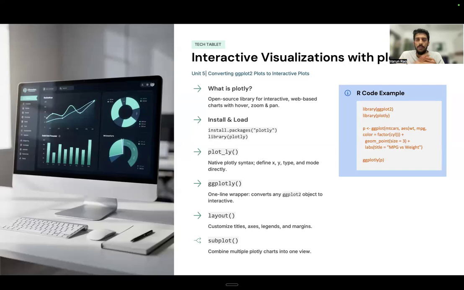So then you have Plotly. Now, what is Plotly? Plotly is adding more interactive features to ggplot, just to put it simply. Okay. Now, what is Plotly? It's an open source library for interactive web-based charts. Okay. Please remember, web-based charts. This word here is very, very important.